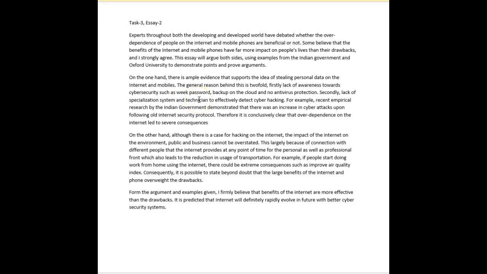For example, recent empirical research by the Indian government demonstrated that there was an increase in cyber attacks upon following old internet security protocols, with an S. Therefore, it is clear that overdependence on the internet led to severe consequences. So basically, you needed a full stop here, by the way. I felt like it was a little underdeveloped. You had these ideas, and I thought they were interesting ideas, but you really needed to flesh them out a little bit more. So every time you write a sentence, first of all, I really would like to see you following the template a little bit better.